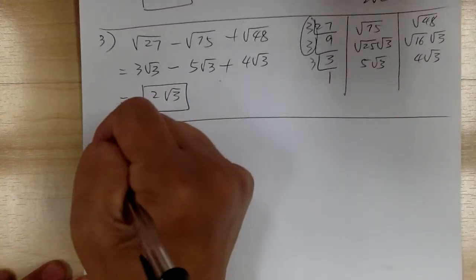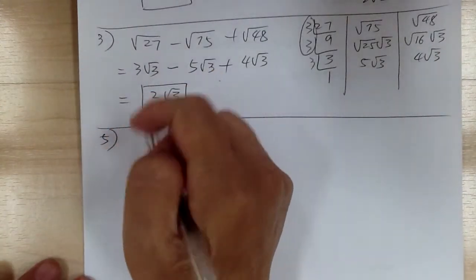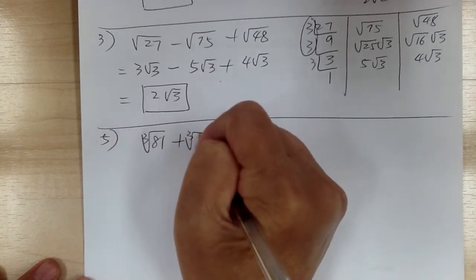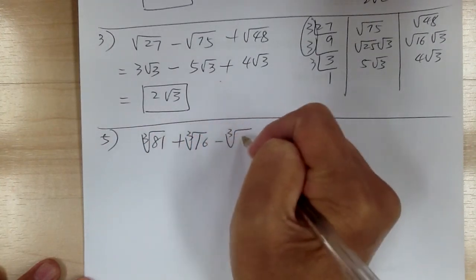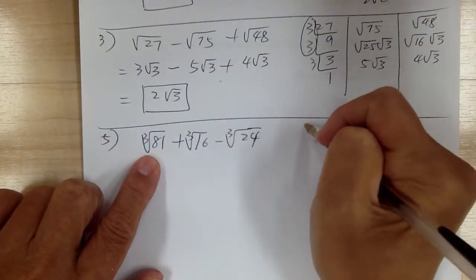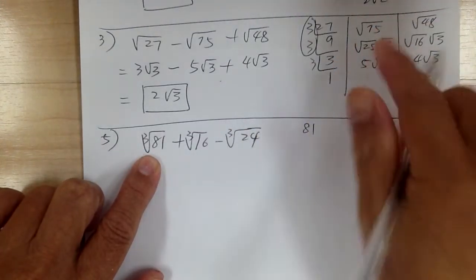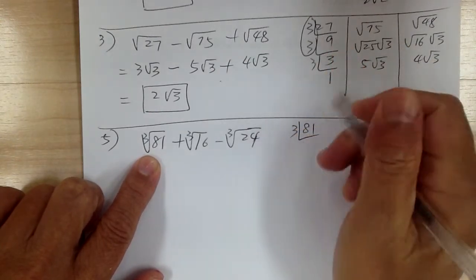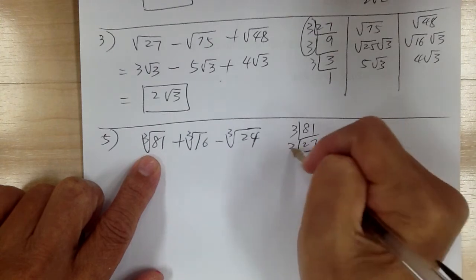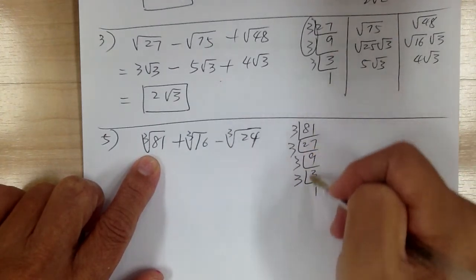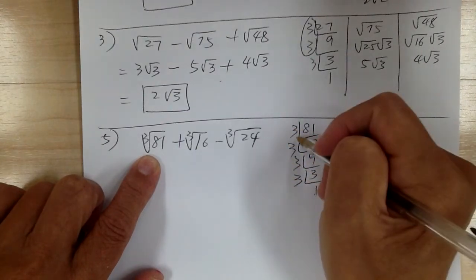Okay, let's go to number 5. You have cube root of 81 plus cube root of 16 minus cube root of 24. So this one is not as obvious as these, so you can use prime factorization. So you get 3, 27, 3, 9, 3, 3. Notice I keep going until I get 1, so I get all the numbers on the side.